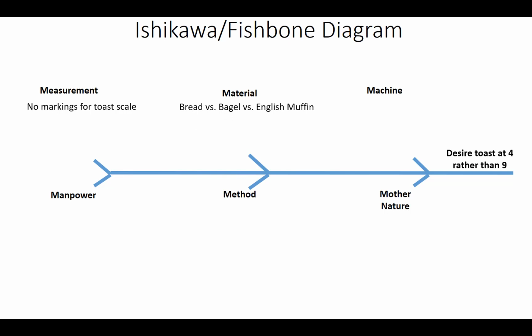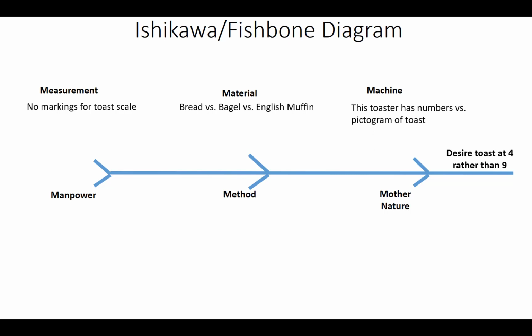Next, our material. What material are we using in our toaster? Are we using bread? Are we using a bagel? Are we using an English muffin? Are we using 12-grain whole wheat bread? Are we using the whitest of white breads? All of that stuff makes a difference here.